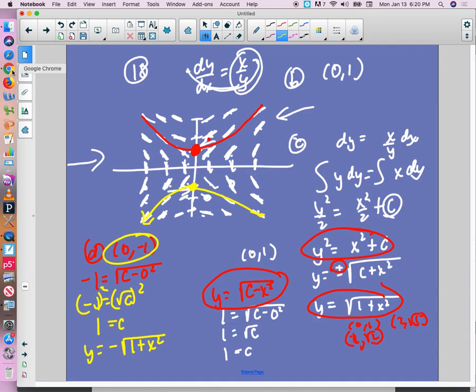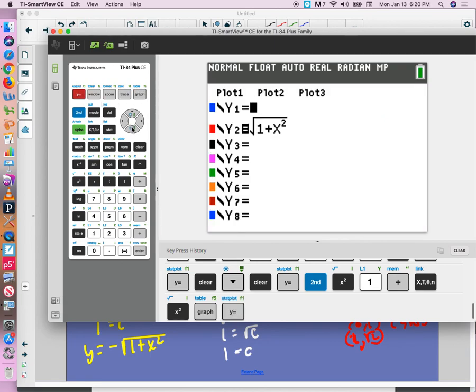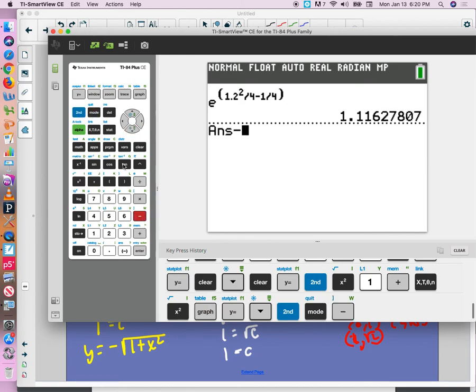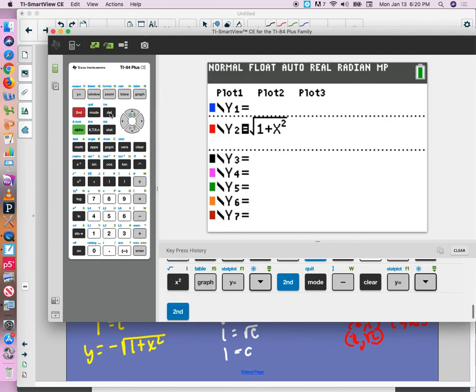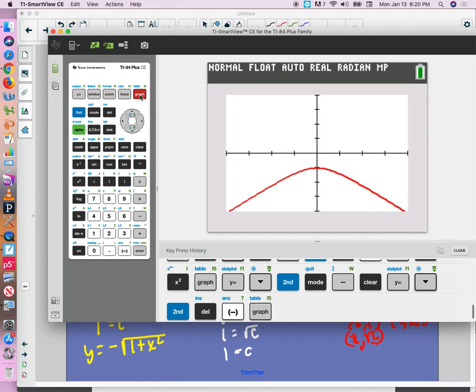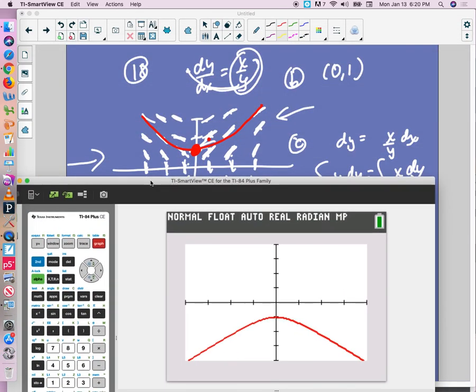Let's see if we can, well, we'll just look at it back on the calculator. If I put in the negative in front of that, oops, sorry. We get this, and it'll go through (0, -1), which matches our slope field. So it depends on where your equation is, what you get.